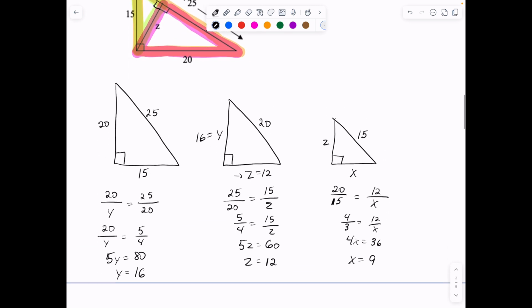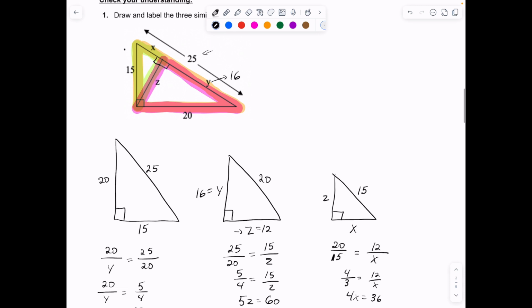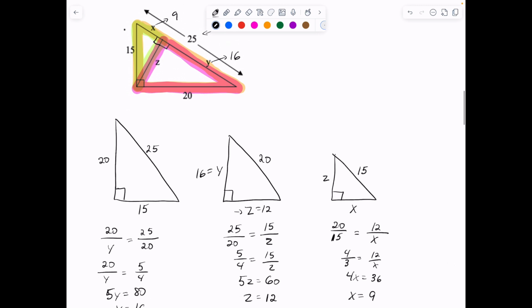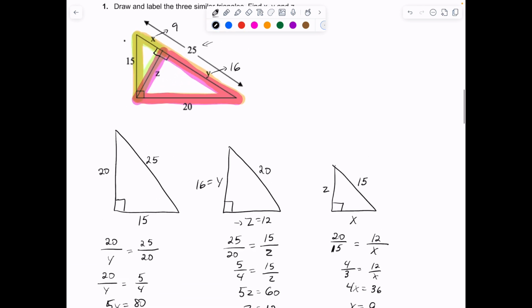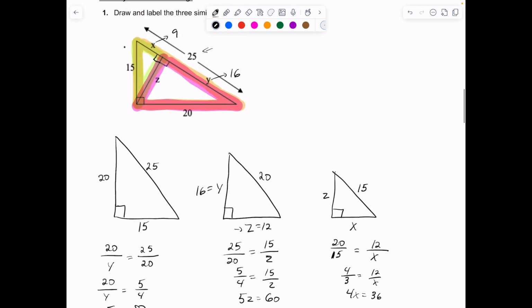That shouldn't surprise you, right? We already found Y was 16, so that makes sense that X would be 9 to add up to 25 units. All right, guys, so that's how we do the first one here with those 3 different triangles. So we have found all 3 variables.